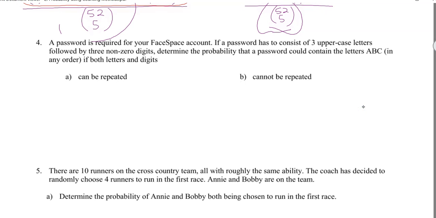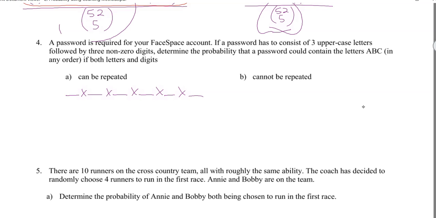A password is required for your FaceSpace account. If a password has to consist of 3 uppercase letters followed by 3 non-zero digits, determine the probability that the password could contain the letters A, B, C in any order if both letters and digits can be repeated, and in part B, cannot be repeated. Okay, so if we can repeat, determine the probability that it contains the letters A, B, C in any order. I'm going to do this using the fundamental counting principle.